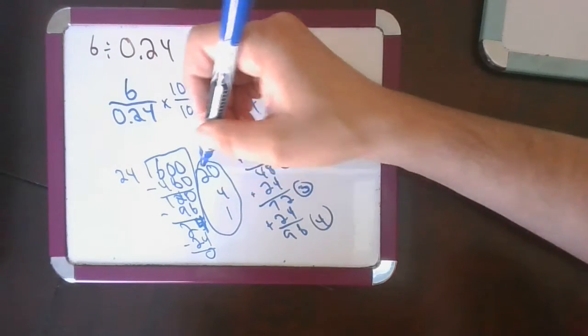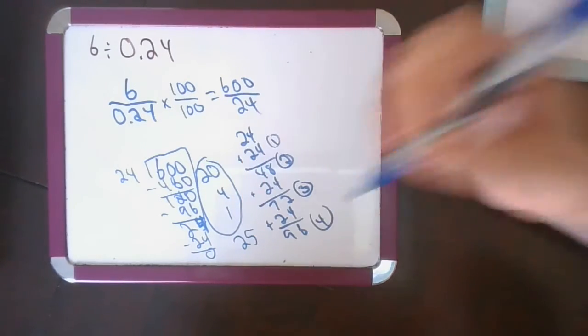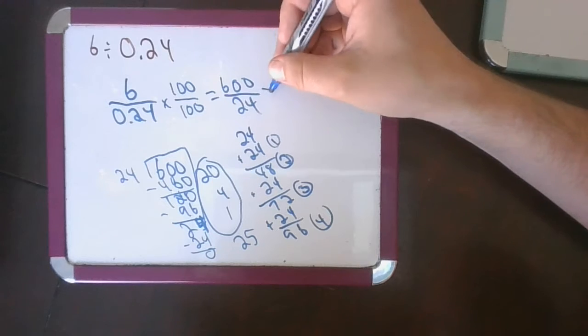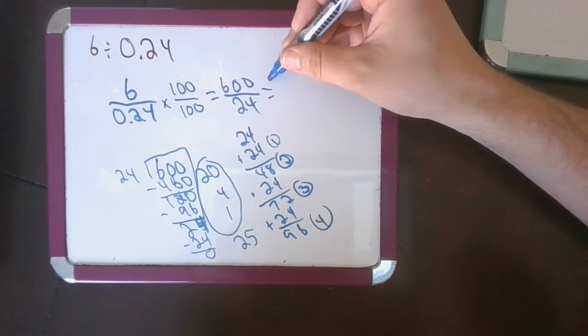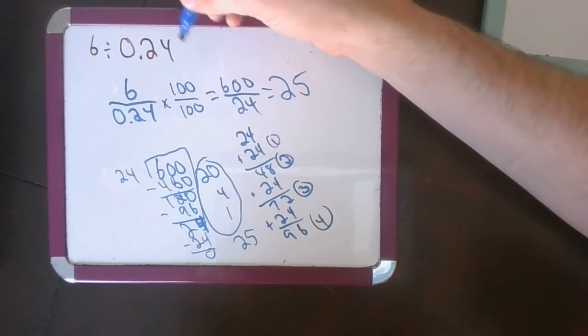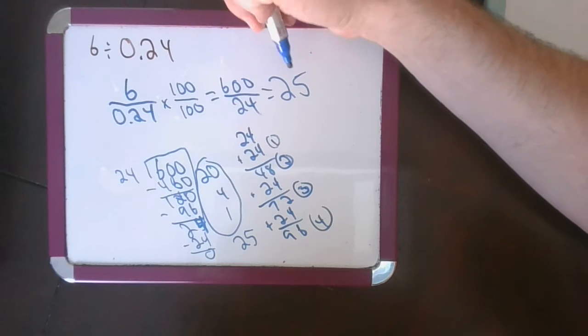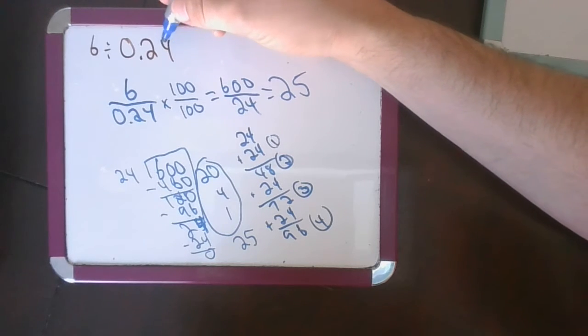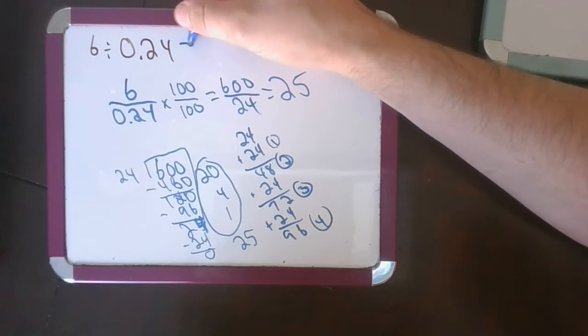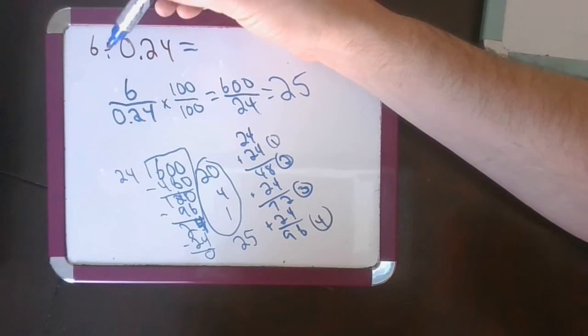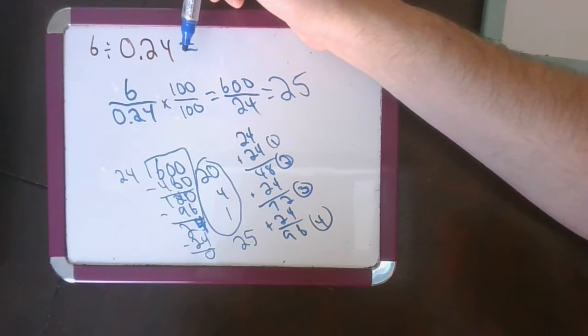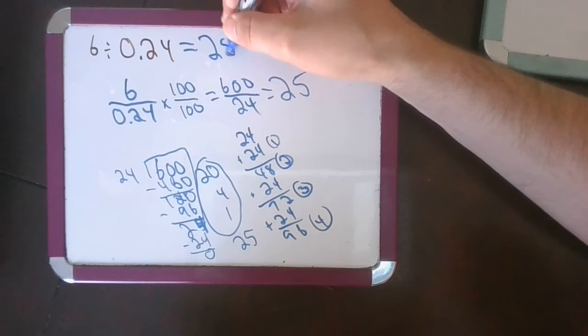This is how many groups we made. There are 25 total groups. And once again, like last time, this worked out evenly. So this divides out into 25. So there are 25 groups of 24 hundredths in 6. Or another way of saying it, the easier way, 6 being divided by 24 hundredths is 25.